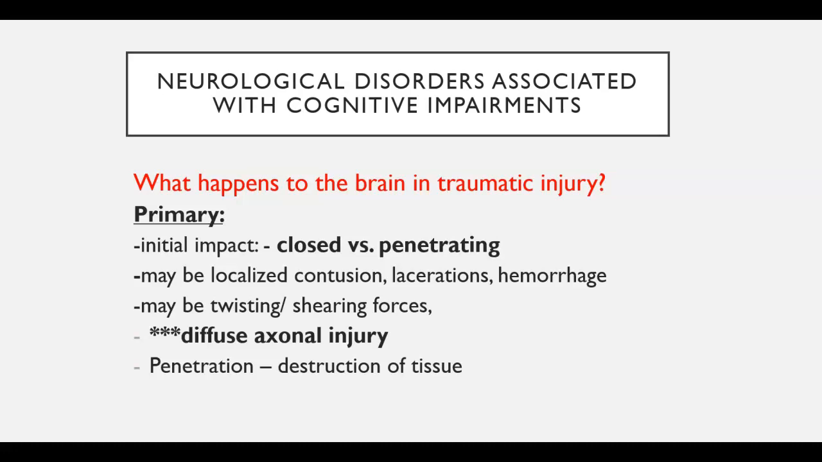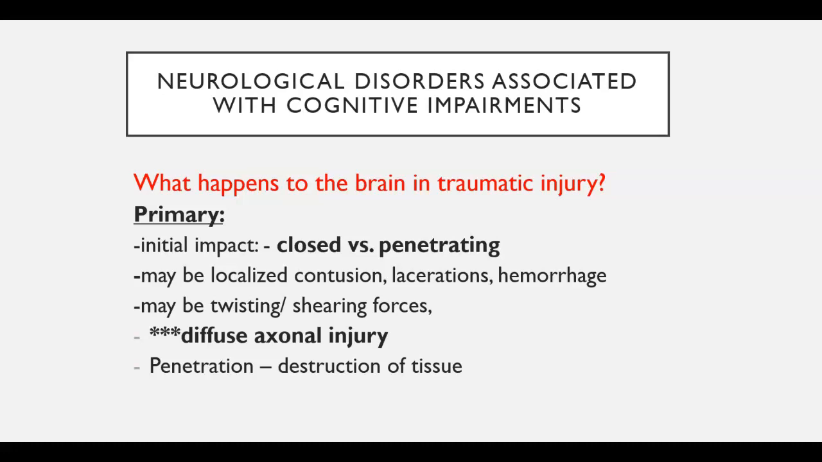It could be that it's a twisting movement that occurs. And one thing that occurs that's very significant is this diffuse axonal injury, and we'll be talking more about that. But if you think about all of the neurons in the brain, every neuron is going to have an axon, and in the event of injury, you can actually have shearing of those axons for the neurons. And we have a graphic to show a little bit of that coming forward.